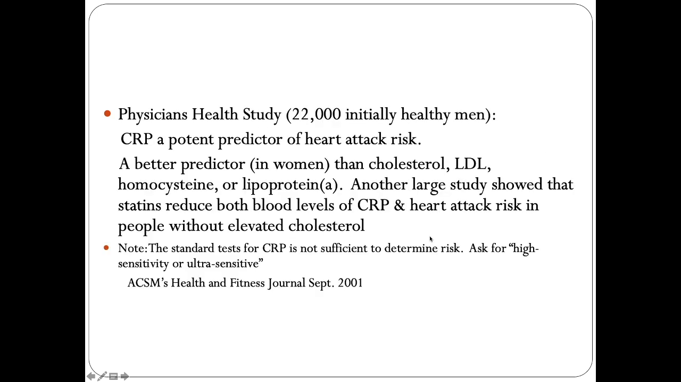Another study of men showed that CRP is a potent predictor of heart attack risk for men as well as women. It's better in women than in men, especially better than reading the cholesterol, LDL, and homocysteine levels, or something called lipoprotein A. And then another study showed that statins, which are a type of drug, can reduce the levels of CRP and heart attack risk, even if you don't have high cholesterol.